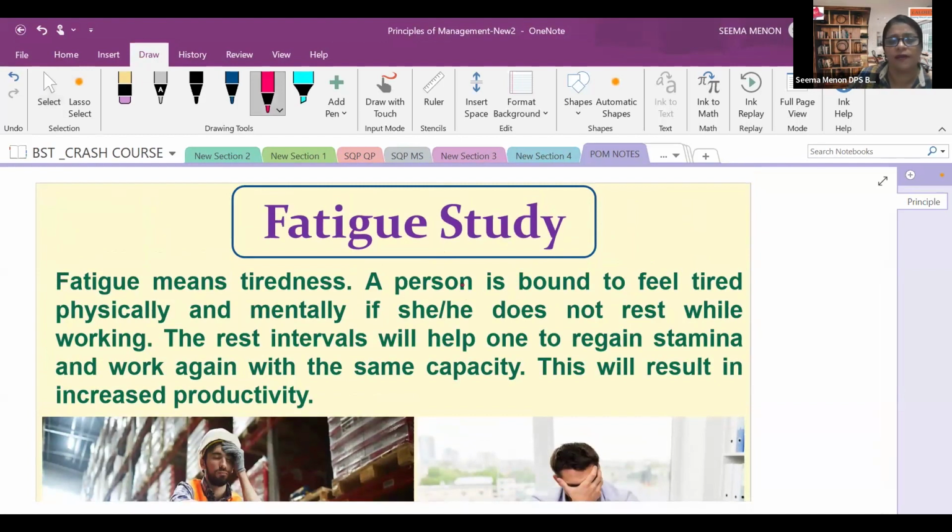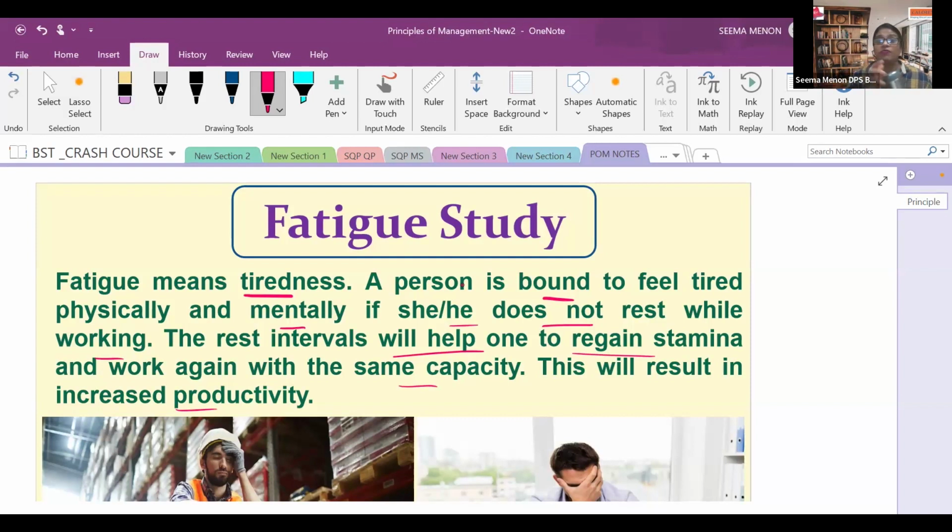Then comes fatigue study. What is fatigue study? Fatigue means tiredness. A person is bound to feel tired physically and mentally if she or he does not rest while working. Every worker is constantly working for 6 hours or 8 hours. If there is no rest, they will feel tired physically and mentally. The rest intervals are a must, and that will help one to regain stamina and work again with the same capacity. This will result in increased productivity also.